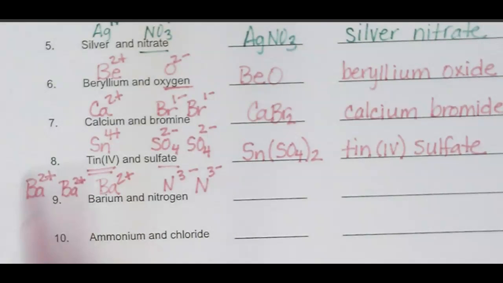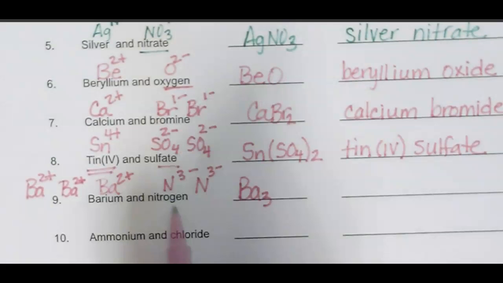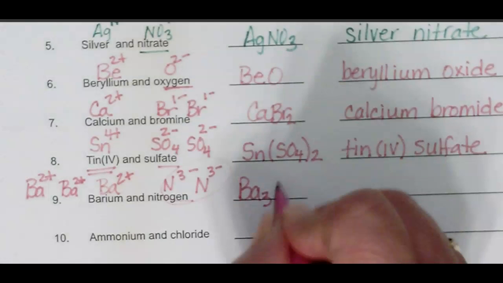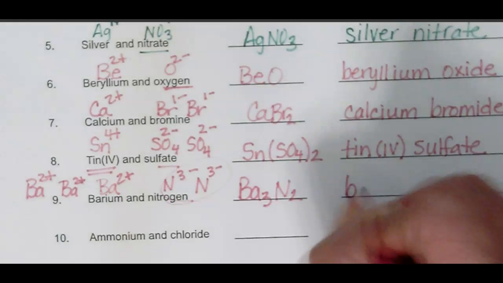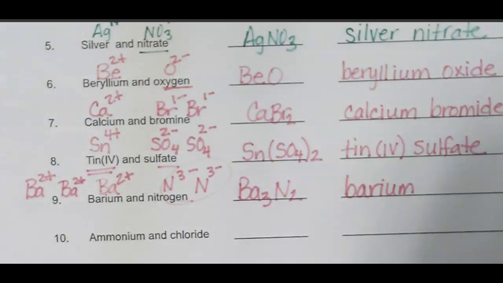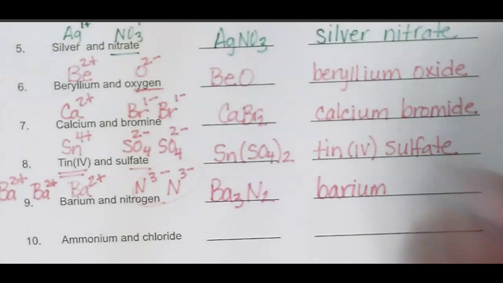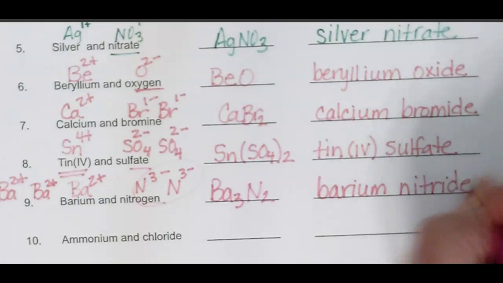So I have 3 bariums, and I have 2 nitrogens. Again, the first word is always spelled the same, or said the same. And then my nitrogen, again, I change it to an ide. Nitride.